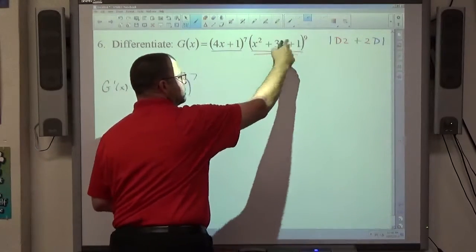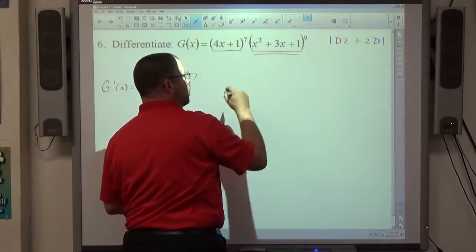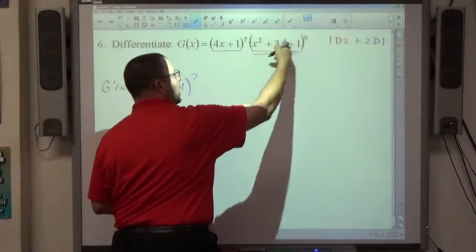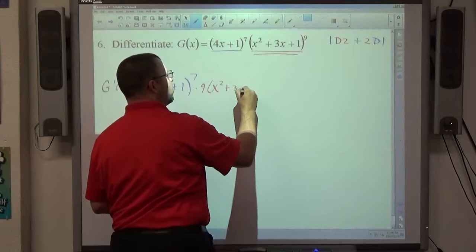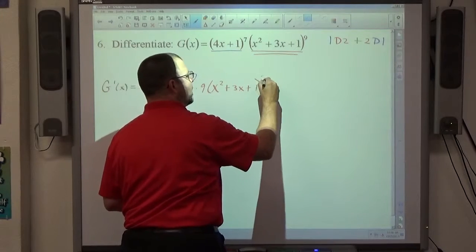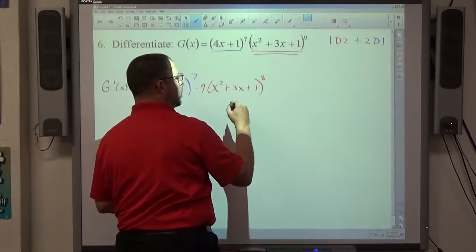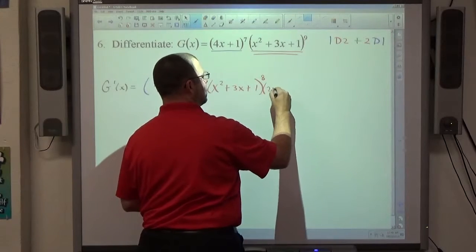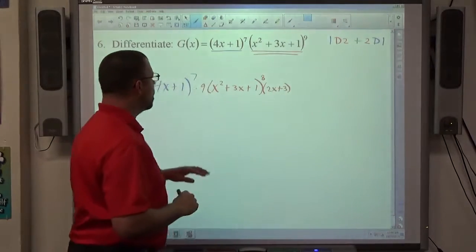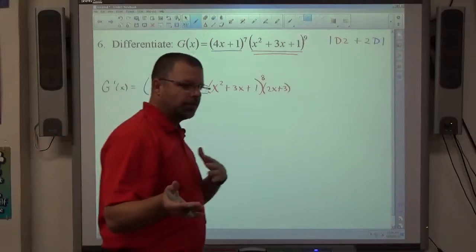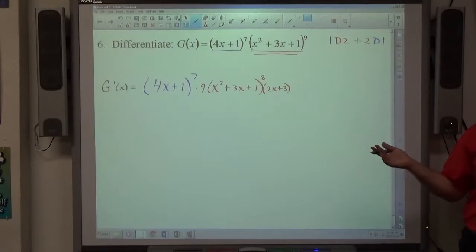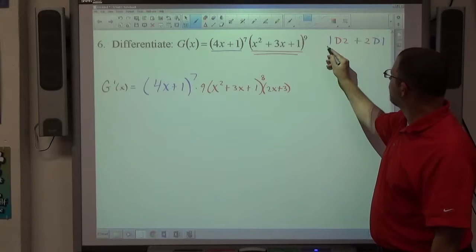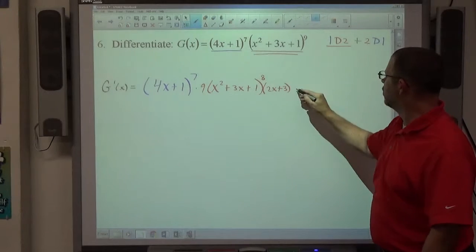d2, I've got an object to a power, so I have to use the power rule along with the chain rule. So 9 is the power, comes down in front. x squared plus 3x plus 1 stays the base, which is now to the 8th power. And then the derivative of x squared plus 3x plus 1 is 2x plus 3. That was just 1d2. Something some students do wrong here is they've written down so much already that they think that's got to be it. All I've done so far is this much. So I still got to do 2d1.